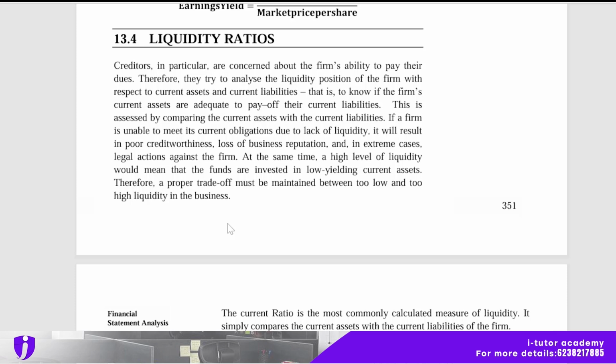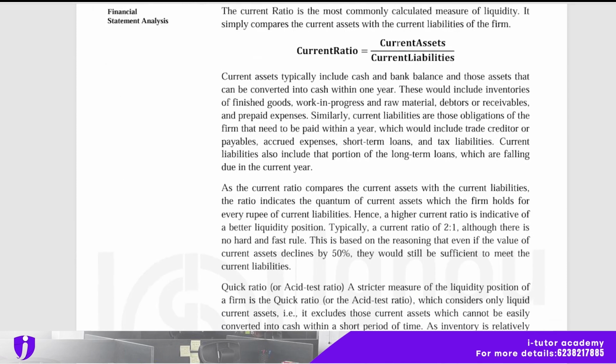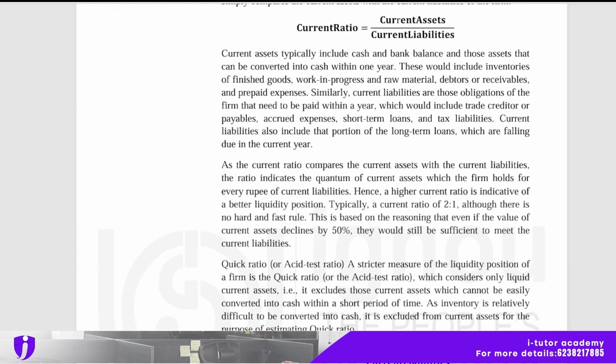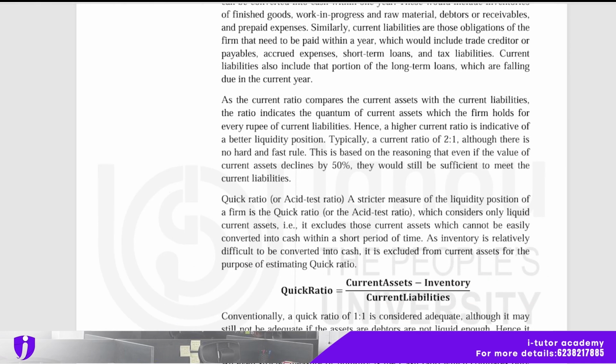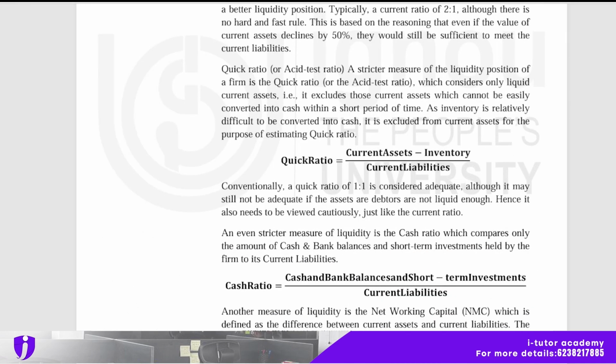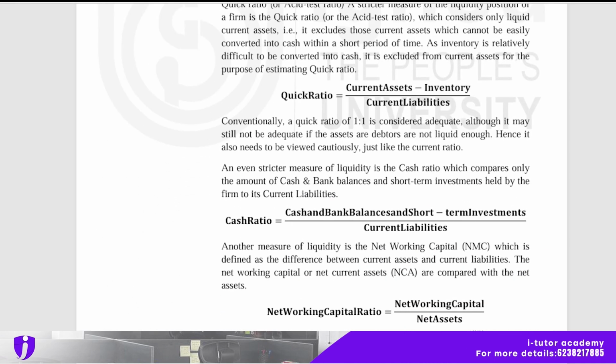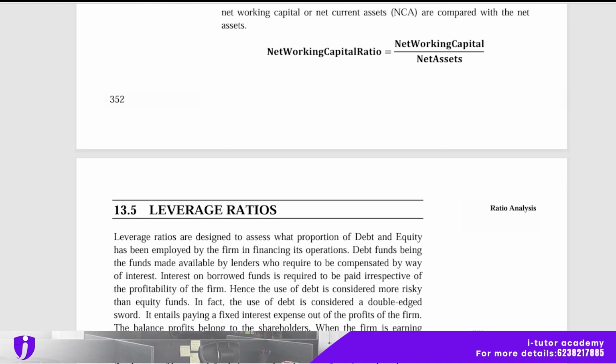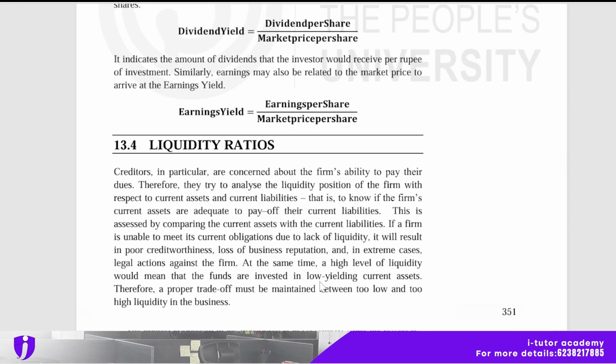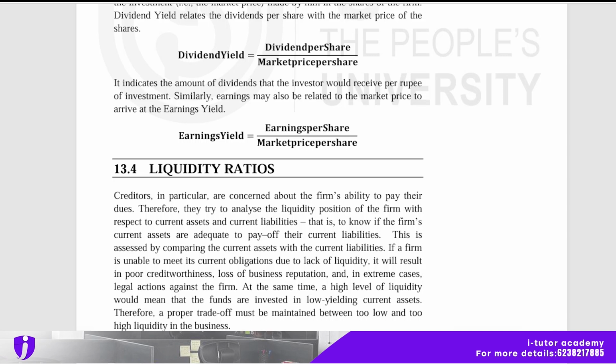Current ratio is equal to current assets divided by current liabilities, quick ratio is equal to current assets minus inventory divided by current liabilities, and cash ratio is equal to cash and bank balance plus short-term investments divided by current liabilities. Okay, so these are the equations and these are the definitions of each, and you just go through your IGNOU study material and read the chapter and it will be more clear.